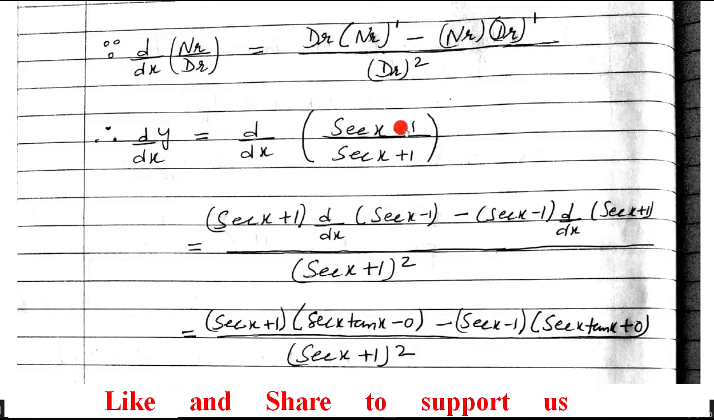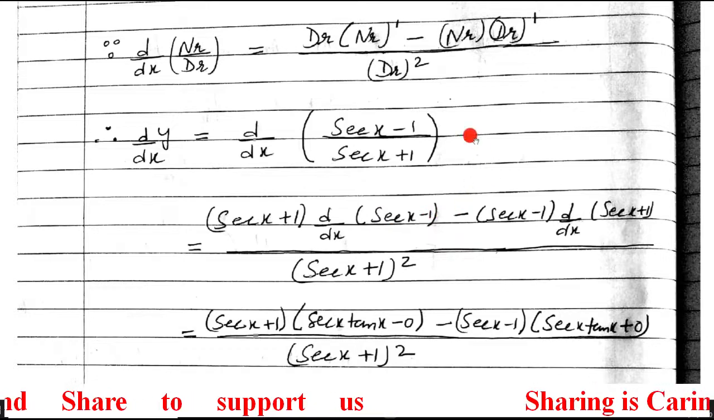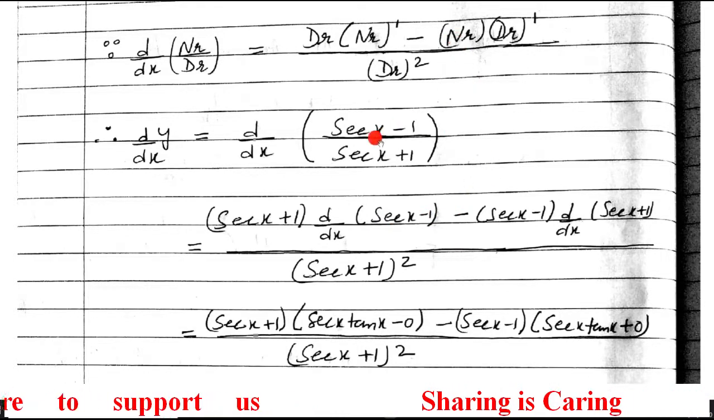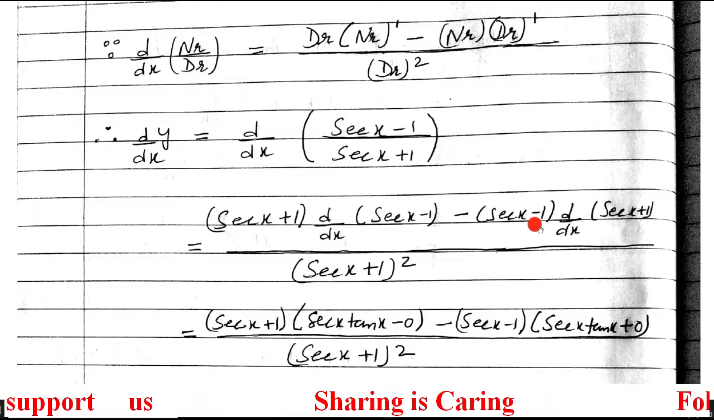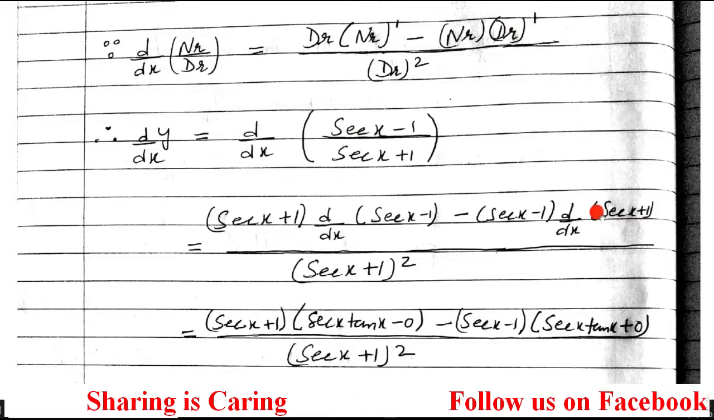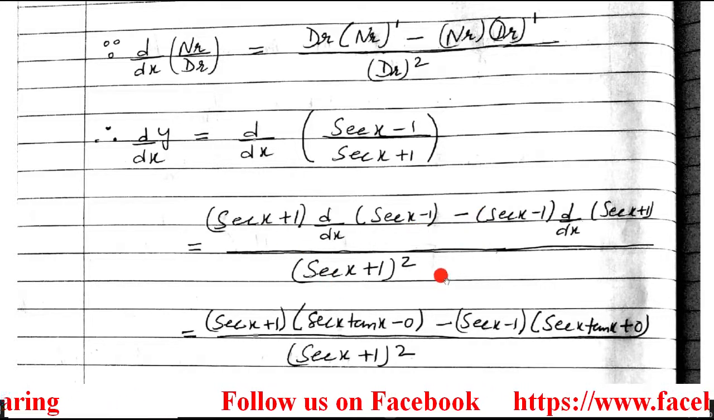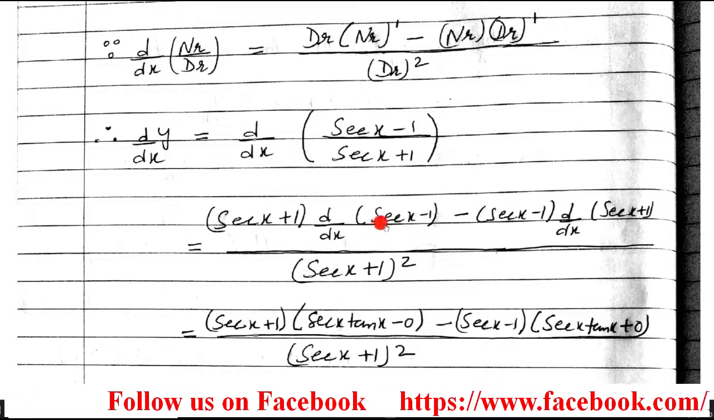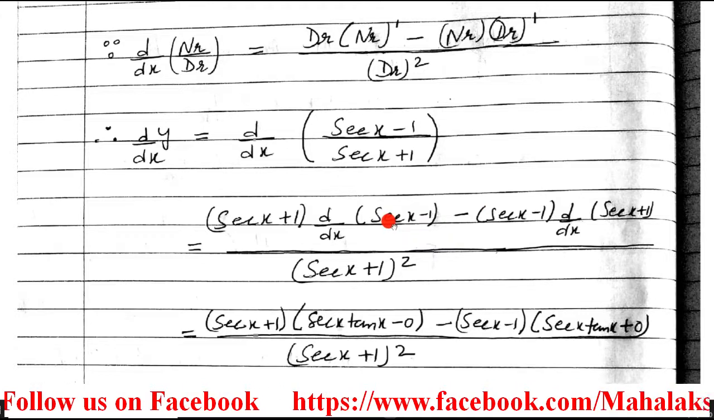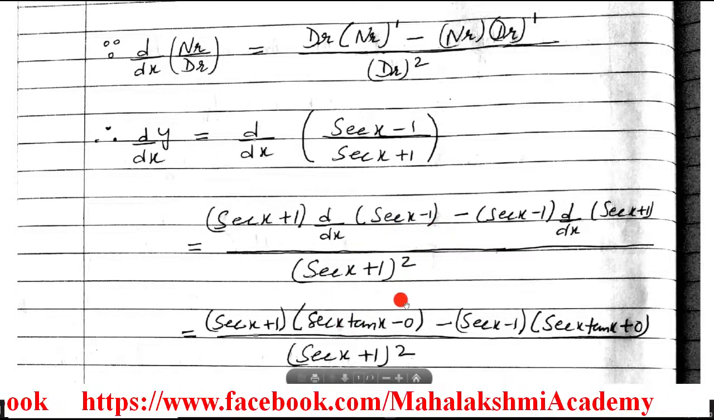Numerator is sec x minus 1. So differentiation of sec x minus 1. Then numerator as it is. So numerator sec x minus 1 as it is. Then differentiation of denominator, that is sec x plus 1. Now we'll differentiate it, and remaining terms we'll keep as it is. So when we differentiate it, you know, differentiation of sec x is sec x tan x, and differentiation of 1 is 0.